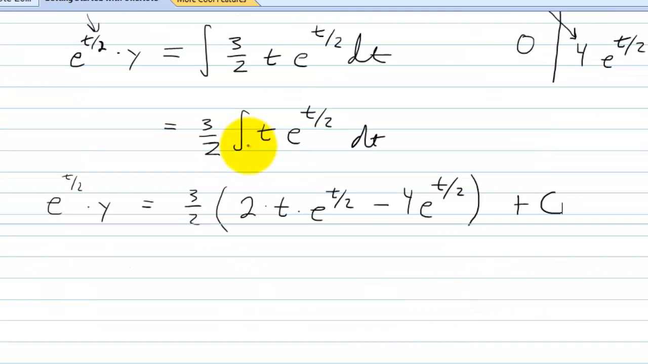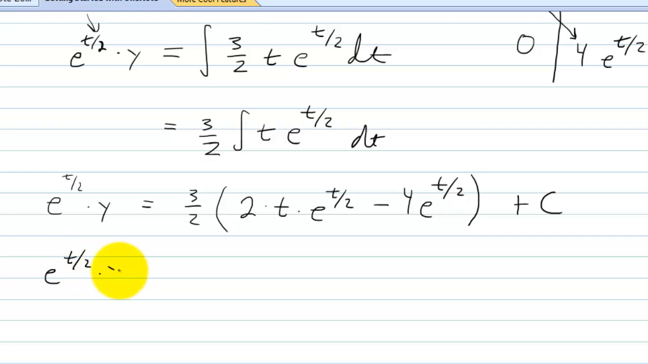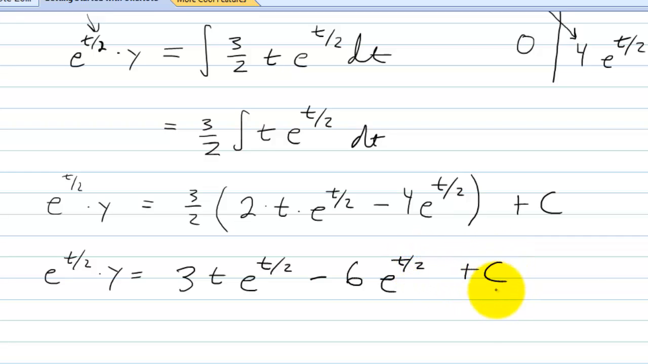So once we got that, I'm just going to go ahead and multiply this 3 divided by 2 into the whole thing. So we're going to get e to the t divided by 2 times y is equal to, multiplying this into here, you're going to get 3t e to the t divided by 2 minus, let's see, 4 divided by 2 is 2 times 3 is 6. So you're going to get negative 6 e to the t divided by 2 plus c.